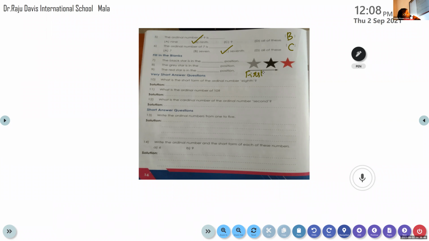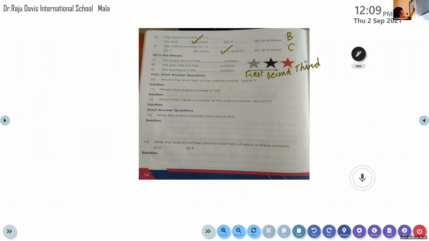What about black? What is the position of black color? Second. What about red? Last. Is it a last? What is last? Third. After second, we have? Third. T-H-I-R-D. Third. Okay. Now, let us see the question.